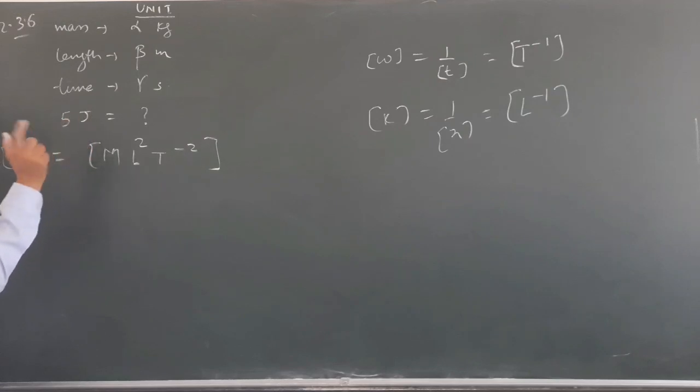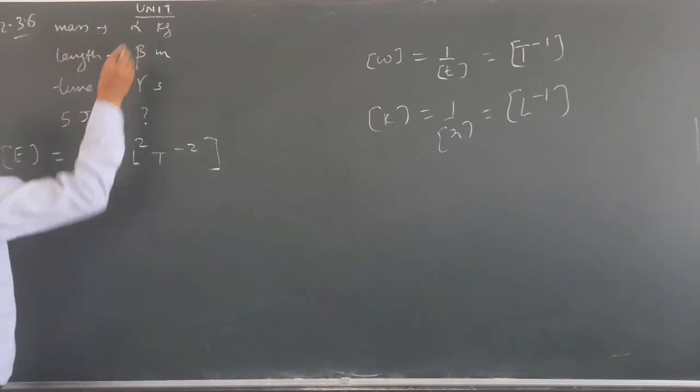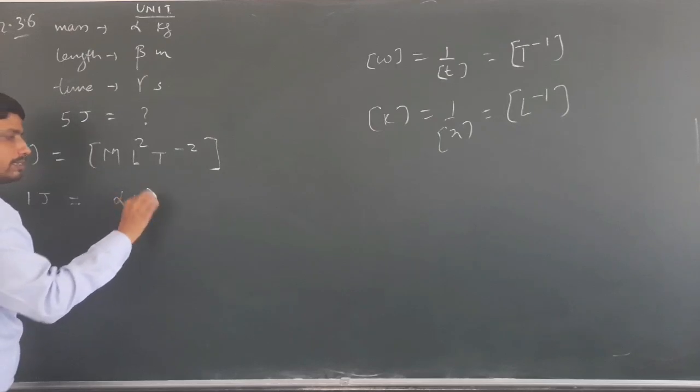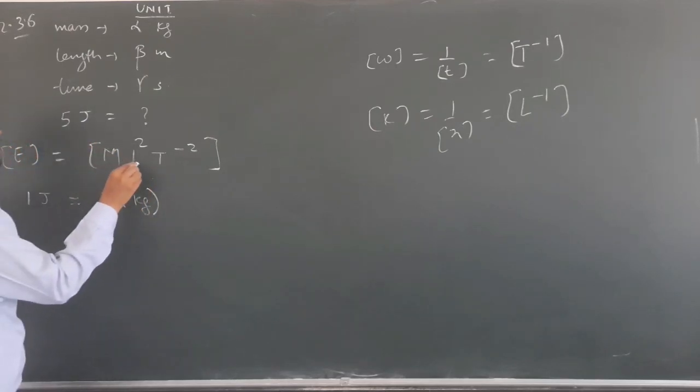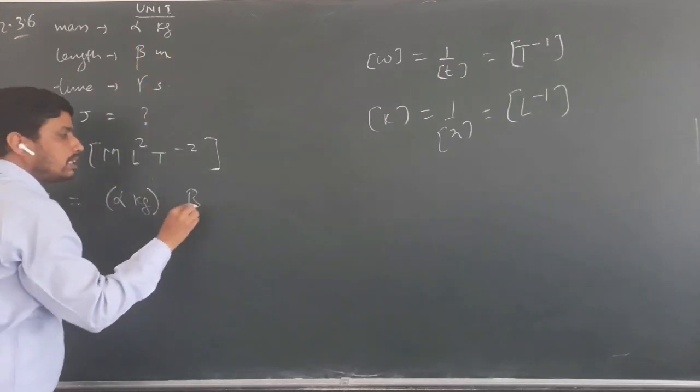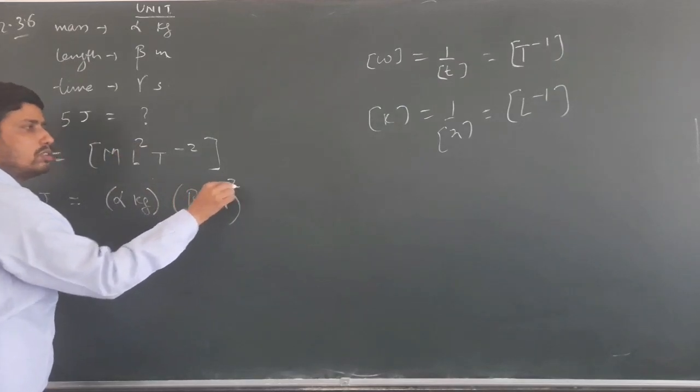5 joules. So 1 joule is the 1 unit. So 1 joule should be in this new system. For mass, we'll write what is the unit? Alpha kg. Power of mass 1, so power is 1. For length, what is the unit? Beta meter. Power of length is square.